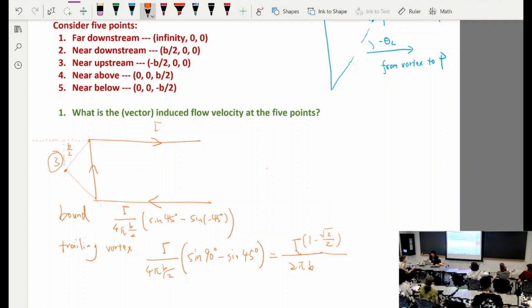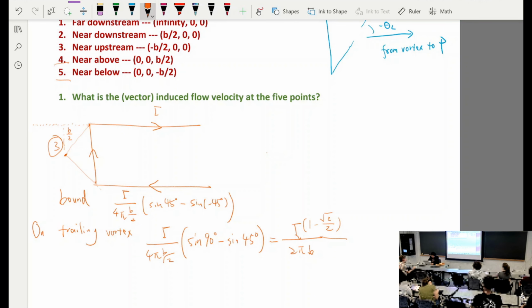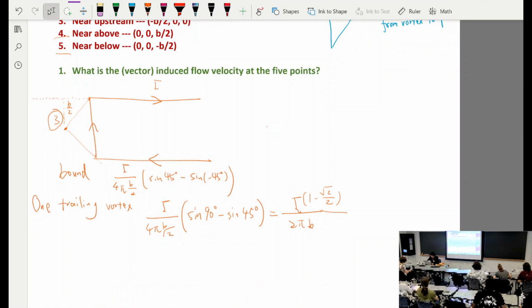Now let's actually look at the point 4 and point 5. That actually requires you to do some three-dimensional thinking now. You have a question? So we did this for one trailing vortex, right? And the other trailing vortex, you can use symmetry to say the effect is the same, or we can repeat the calculation again. The other trailing vortex, let's say the port side, this is the starboard side.